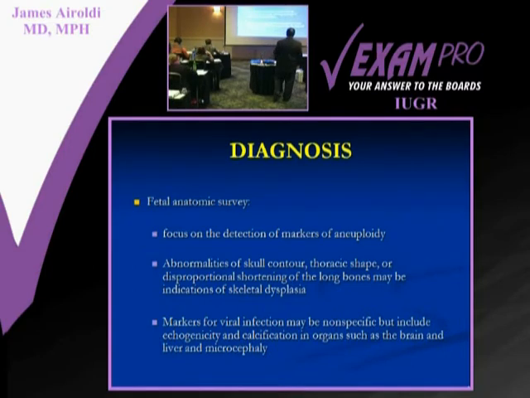One of the things that comes up is always about aneuploidy. So do a good anomaly scan. Look at your anatomic survey. Look for the markers for aneuploidy. Abnormal skull contour, thoracic shape, or disproportionate shortening of the long bones can indicate what? Skeletal dysplasia, right? With a skeletal dysplasia, the first thing you should think of is a femur length which is 5 millimeters below the second standard deviation. So think of that first, if a femur length is really, really short, because most skeletal dysplasias, not all, but most, affect long bone growth.